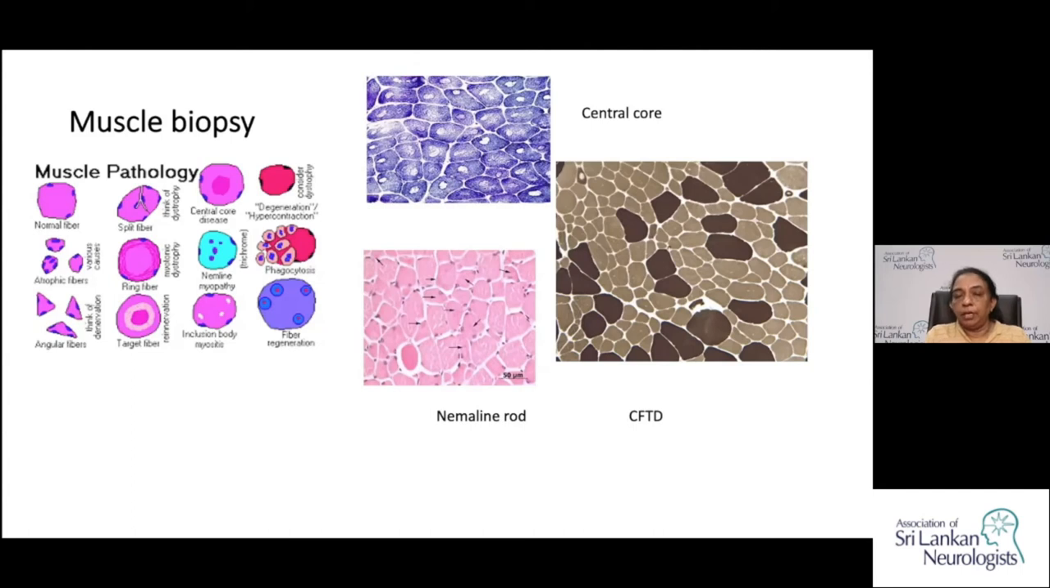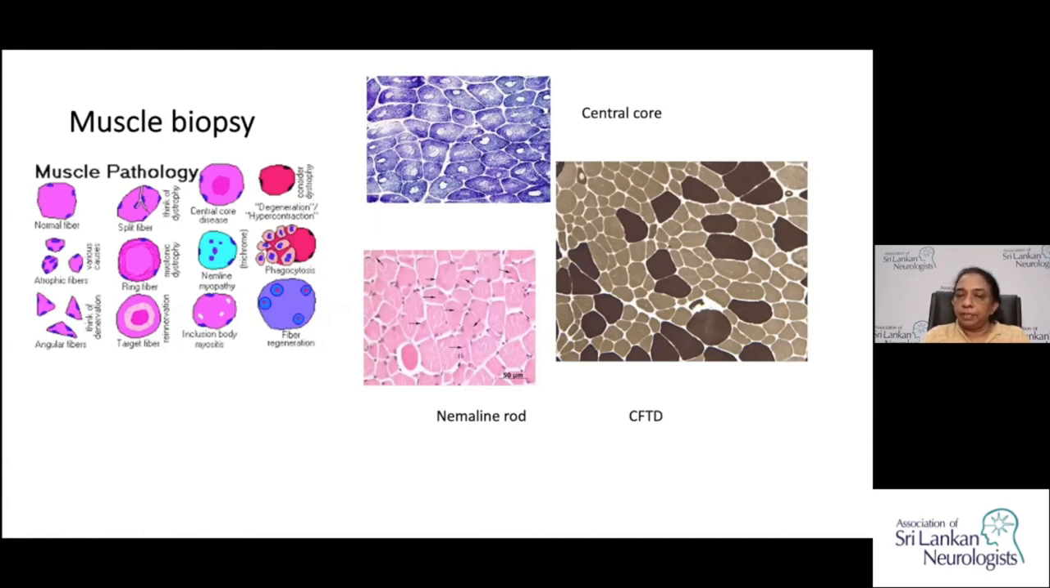So this is a picture of central core myopathy, where you can see a core in the center of the cell. And also nemaline rod myopathy, where you can see the rods in the muscles. And then congenital fiber type disproportion, again a condition that we may see in the pediatric age group where the children have difficulty attaining developmental milestones. And once you do the muscle biopsy, we may come out with this condition.